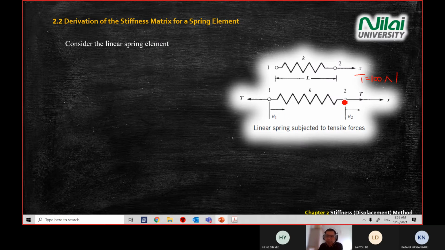Next question I'm going to ask Lai. If you look at point number 2, you have U2. What does U2 mean to you? What do you understand? What is U2, Lai?